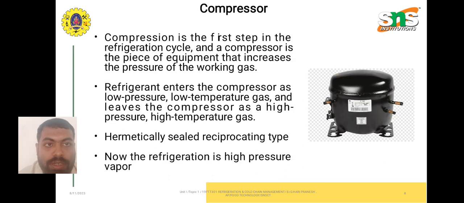First one, compressor. The compressor is the first step in the refrigeration cycle, and a compressor is a piece of equipment that increases the pressure of a working gas. Refrigerant enters the compressor as a low pressure, low temperature gas and leaves the compressor as a high pressure, high temperature gas. It is a hermetically sealed reciprocating type. Now, the refrigerant is a high pressure vapor.